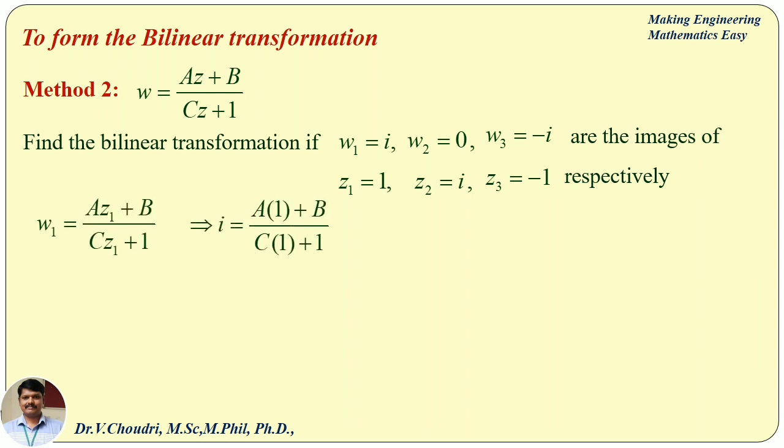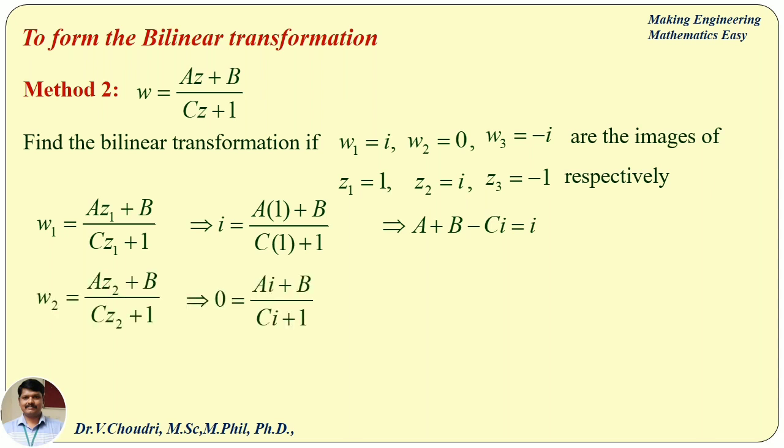We may get i equal to (a·i + b)/(c·i + 1). Simplifying this equation, we may get a·i + b − c·i = i. Next, we substitute z2 and the corresponding image w2 in the above equation. We may get 0 equal to (a·0 + b)/(c·0 + 1). Simplifying this, we may get b equal to −a·i.